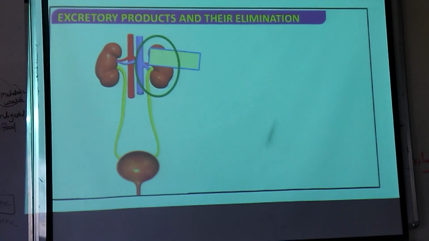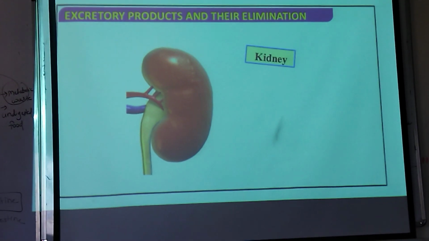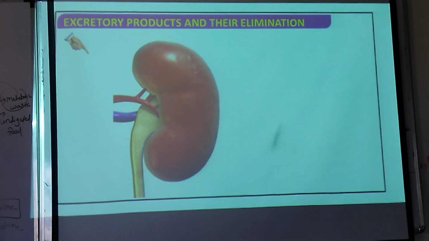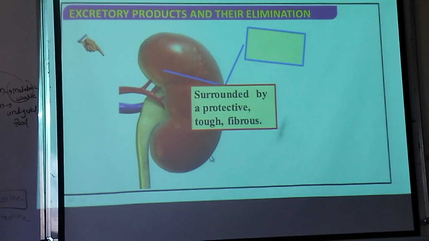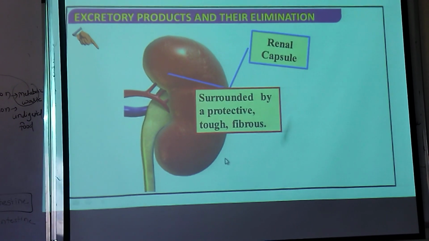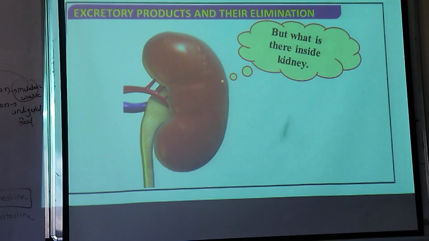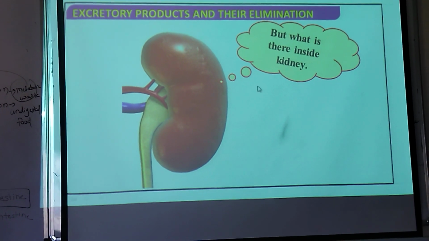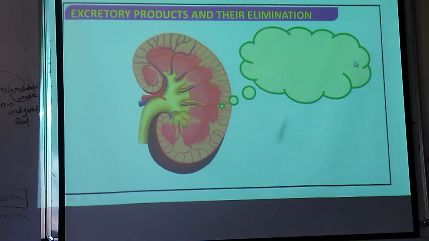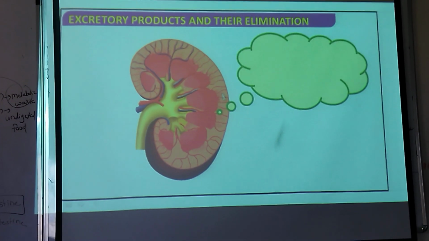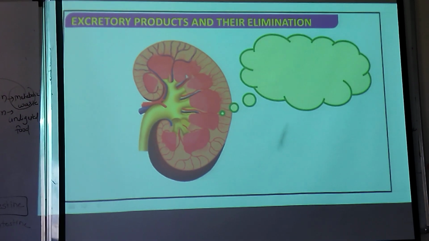Yes, the excretory system. It will consist of, as we know, the kidney. So we are going to see the kidney in detail. That kidney is surrounded by a tough, fibrous outer covering, which is called the cortex, and inside that there is a medulla. So this is a transverse section where we can clearly say this part is called the cortex region and this part is called the medulla region.